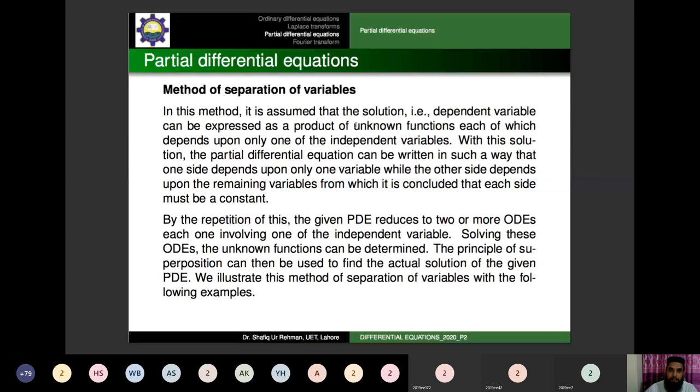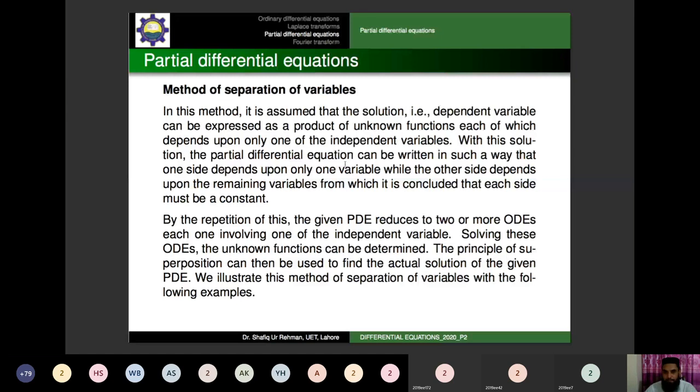It is going to be a product of unknown functions. So partway through the journey, we have to obtain those unknown functions by solving ordinary differential equations.